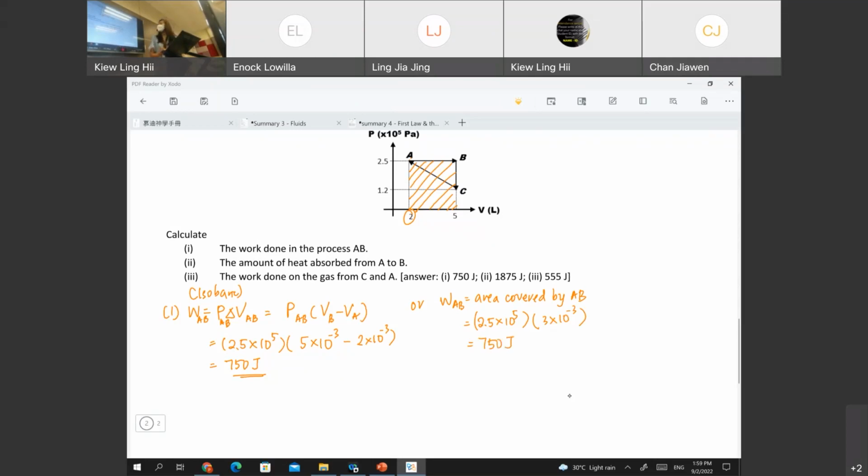So how do we know whether it is an expansion or compression? Look at the arrow. From A to B, it's moving to the right, which means volume expanding. So this is an expansion, because in your graph from A to B, the direction is moving to the right.